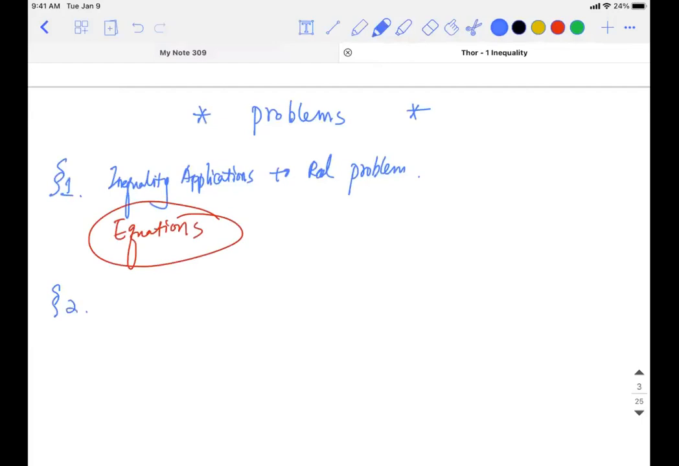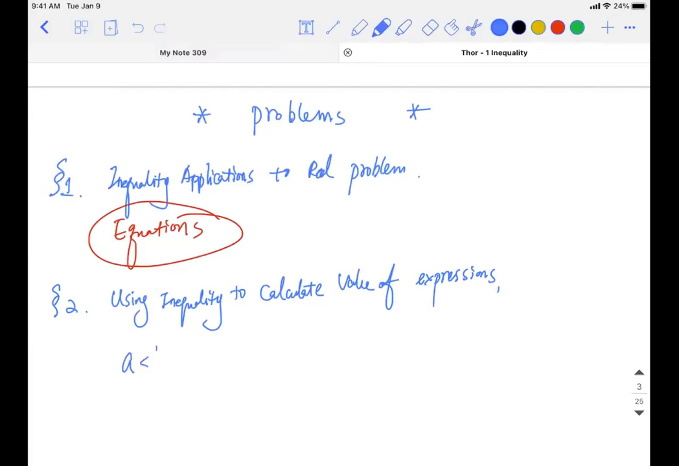The second type is that I can use the inequality to calculate the value of expressions. Some students will say, hey, Alex, an inequality can only give you a range. Let's say A is less than B, right? It's just going to give you a range. Then how come you can calculate the value of an expression? Because an equation can give you the value. How come an inequality can also give you the value?